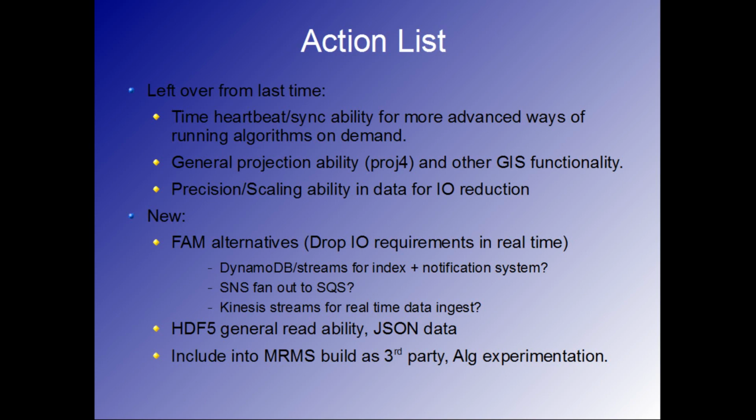And then precision scaling is something I also still want to experiment with, since I think if we got this to work well, we could drop our I/O quite a bit. I think with the new stuff, the focus is still on I/O. This is currently our biggest issue with all data processing and algorithms. FAM alternatives are one possible way to drop our I/O requirements. Instead of file notification, we could use something like Amazon SNS with fan out to SQS, Elasticache, or even DynamoDB for metadata. We could even experiment with Kinesis, though I think this would be the most technically challenging option.